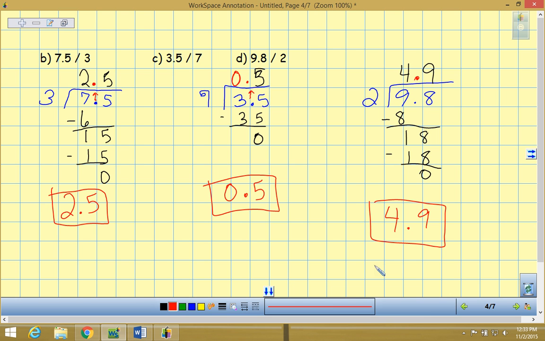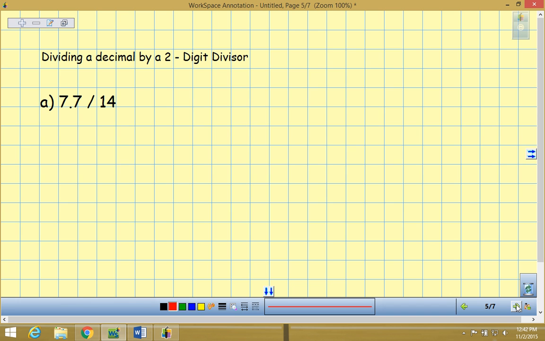Any questions about dividing with single-digit divisors? Okay. Alright, now let's do some practice looking at dividing a decimal by a 2-digit divisor. Okay? Yes, ma'am.